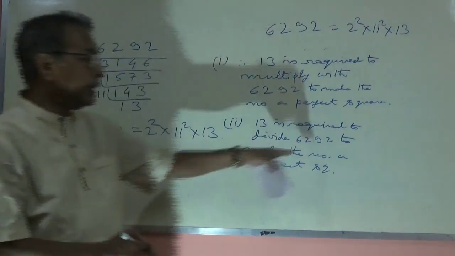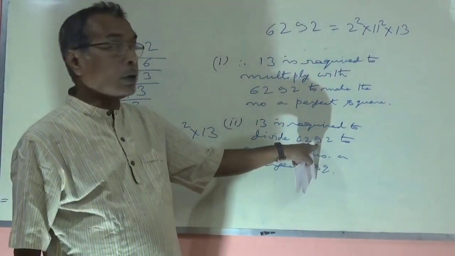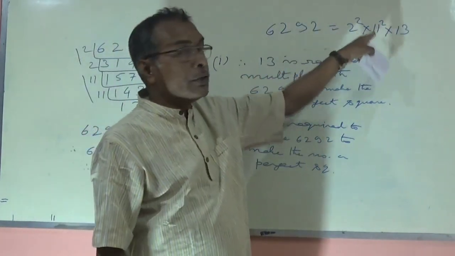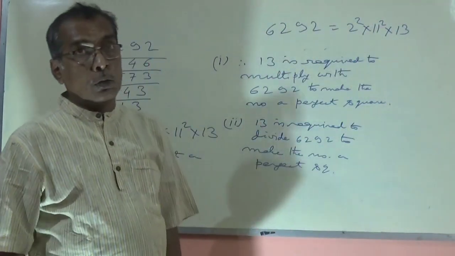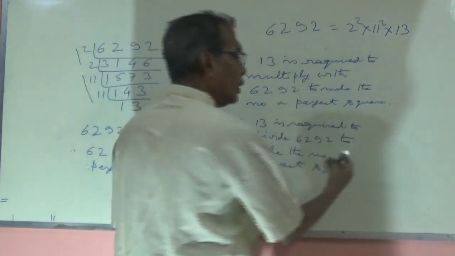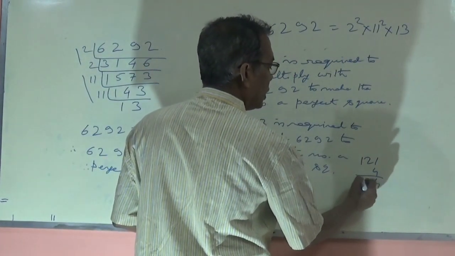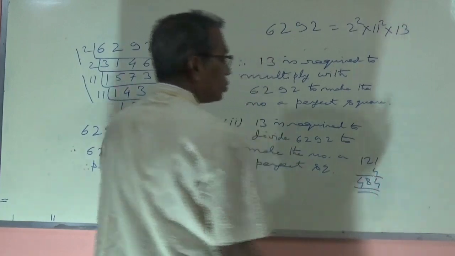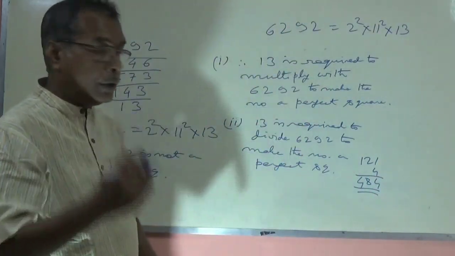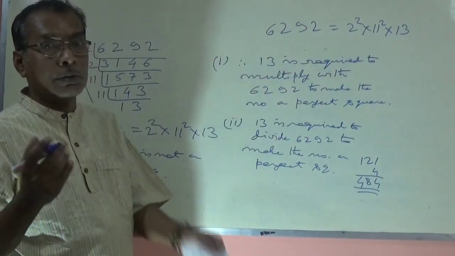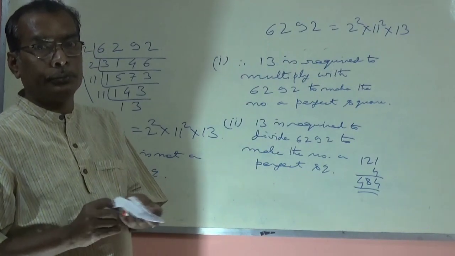If I divide this number by 13, what will be the number? 2 square and 11 square only will be left. That is 4 into 121. 4 into 121 will be how much? 4 ones are 4, 2s are 8, 484. So from 6292, 484 is the number which is a perfect square.